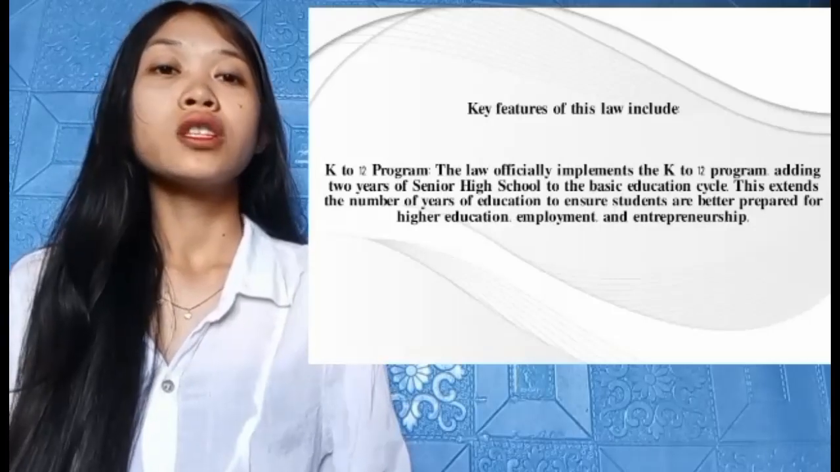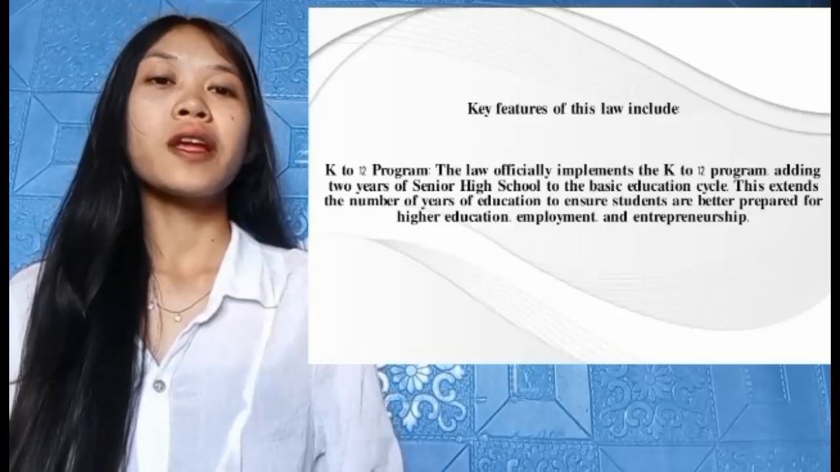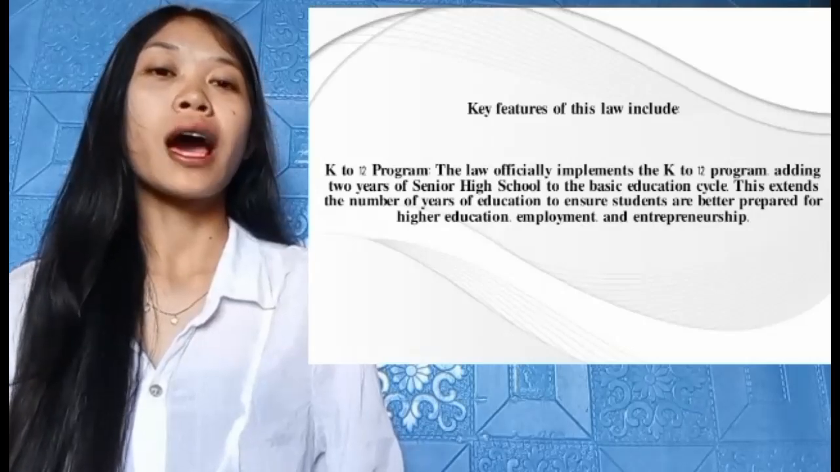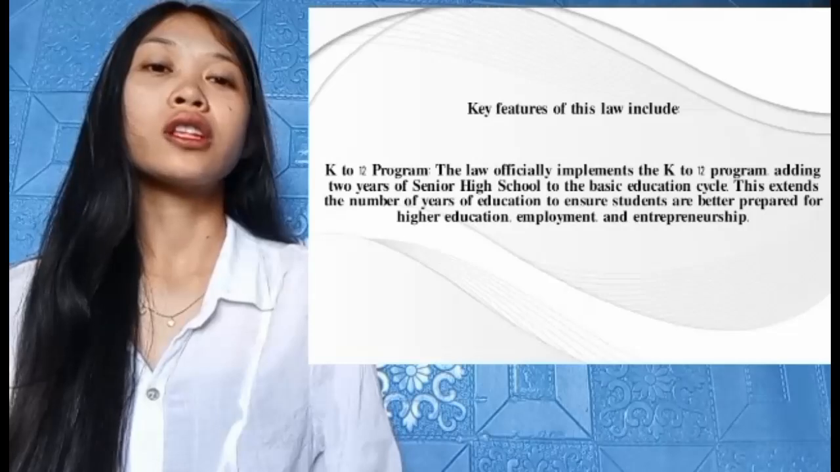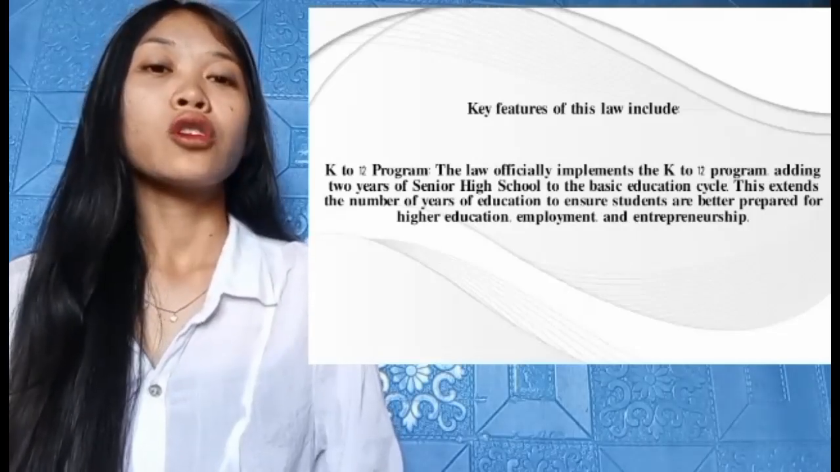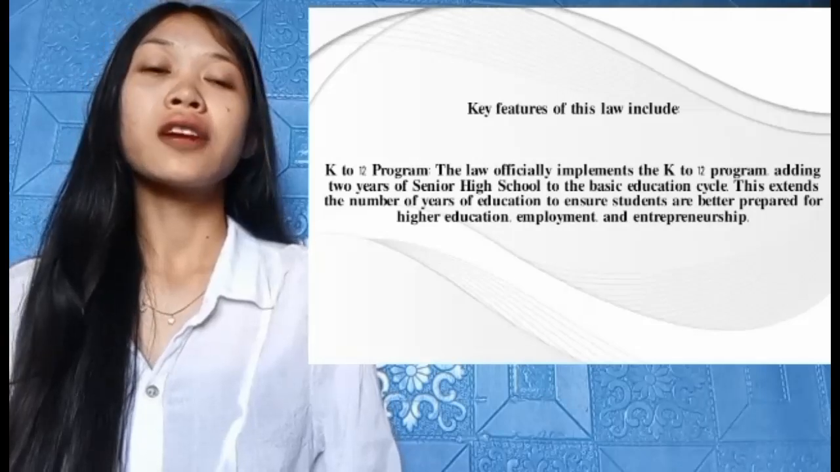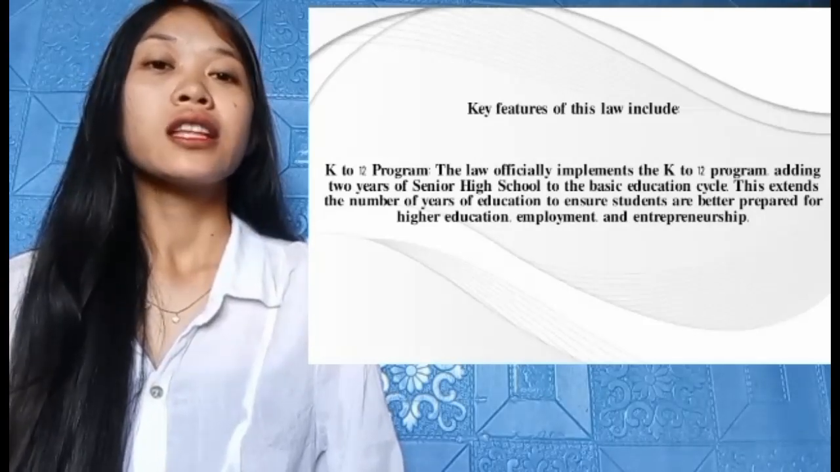Key features of this law include the K-12 program. The law officially implements the K-12 program, adding 2 years of senior high school to the basic education cycle. This extends the number of years of education to ensure students are better prepared for higher education, employment, and entrepreneurship.